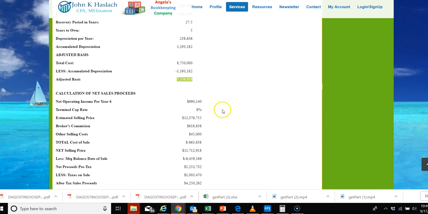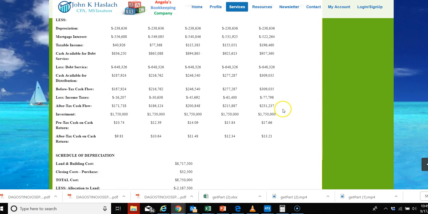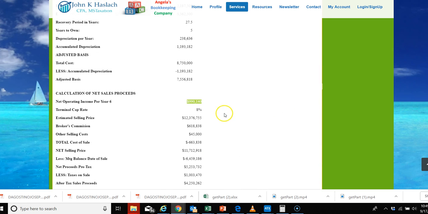Now, what we do here, like I said before, we're going to take that $990,000, which is our net income up here in year 6, and we want an 8% return on our investment. So we estimate the selling price. We take our $990,000 divided by 8%. We get $12.3 million. Broker's commission, we're estimating at $618,000. Other selling costs, total cost of sale, net selling price, $11 million.